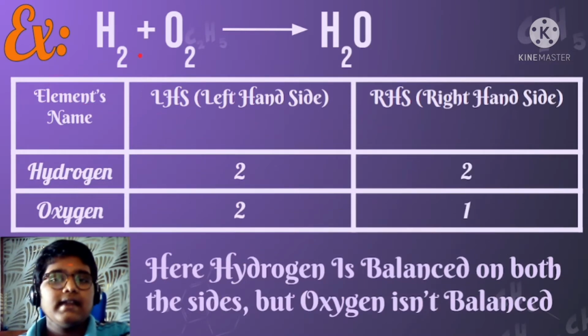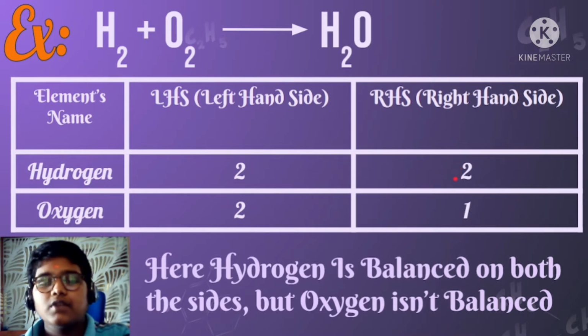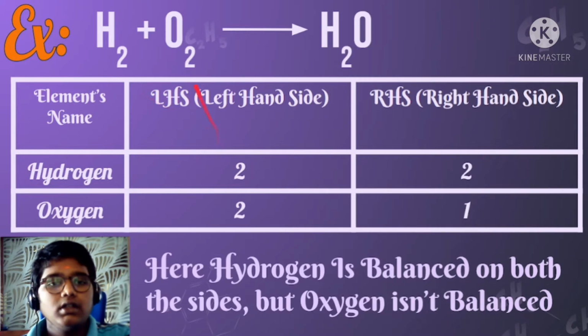Here let's see example 1, that is our first example. H2 plus O2 gives rise to H2O. Here we write all the elements which are present in the equation and the number of atoms of each element in the LHS and the number of atoms of each element in the RHS. As we can see, there are 2 hydrogen and 2 oxygen on the left hand side, whereas there are 2 hydrogen but only 1 oxygen on the right hand side.